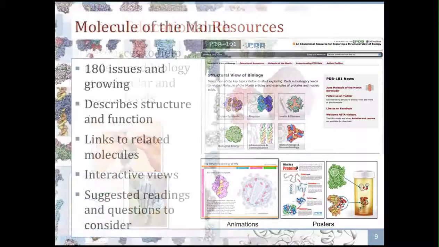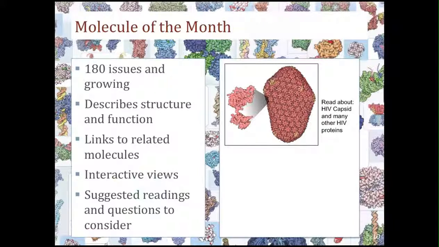An important feature of the PDB 101 offering is a thing called Molecule of the Month. So this is an article, if you will, a web article. Comes out every month on a different protein, more than 180 issues, and adding to that number every month. It describes the structure and function of a protein or some kind of macromolecular machine that's important for reasons medical or social or scientific. There are links there to help you learn more about other molecules that may be related. There are interactive views, and there are suggested readings.